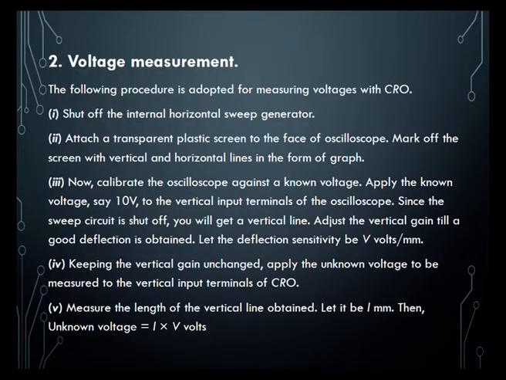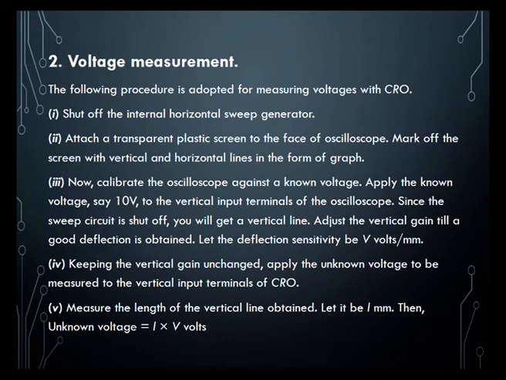Keeping the vertical gain unchanged, apply the unknown voltage to be measured to the vertical input terminals. So, we have the voltage and also the gain. Now we give the unknown voltage, keeping the same gain unchanged. Measure the length of the vertical line obtained, let it be L millimeter, then the unknown voltage will be equal to L into V volts. So, the unknown voltage can be found with the help of L into V volts.